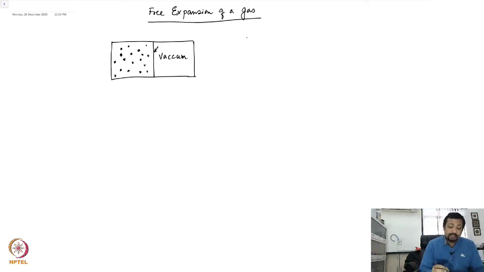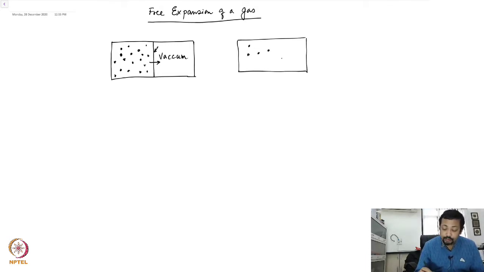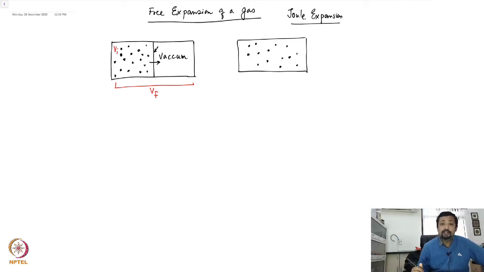What happens is that the gas then expands into this vacuum, and the final state is where the gas has occupied the whole of the volume. So initially the volume of this particular chamber was Vi, and the total volume of this chamber is Vf, right? Now this phenomenon is also what is called a Joule expansion. It was first devised by Joule to figure out whether the internal energy depends on the volume of the gas.